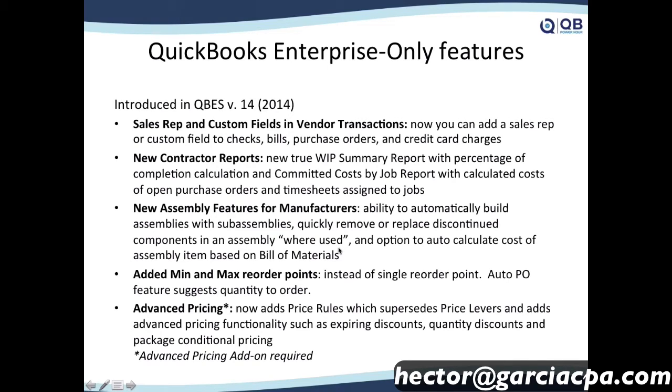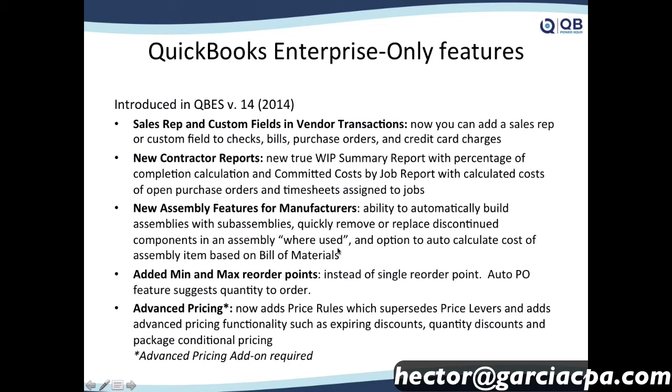We have automatically build assemblies with sub-assemblies. This is an issue with QuickBooks Premier, where you can have one assembly where one of the components is an assembly, and then QuickBooks Premier would not let you assemble the top level product before the sub-assembly is being built. So what QuickBooks Enterprise did is, if you have enough inventory to assemble everything that's under the assembly, so an assembly within an assembly, it would actually do it in a single click without having for you to stop what you're doing to assemble the other one.